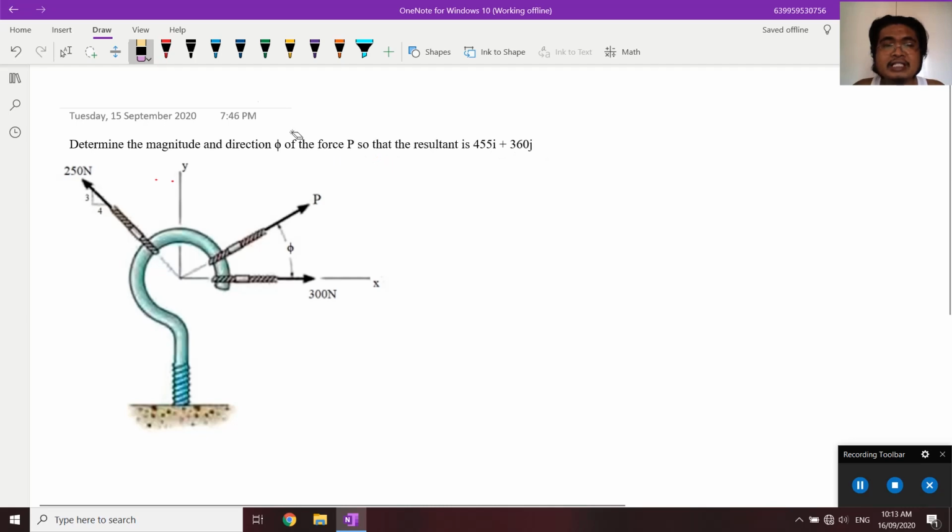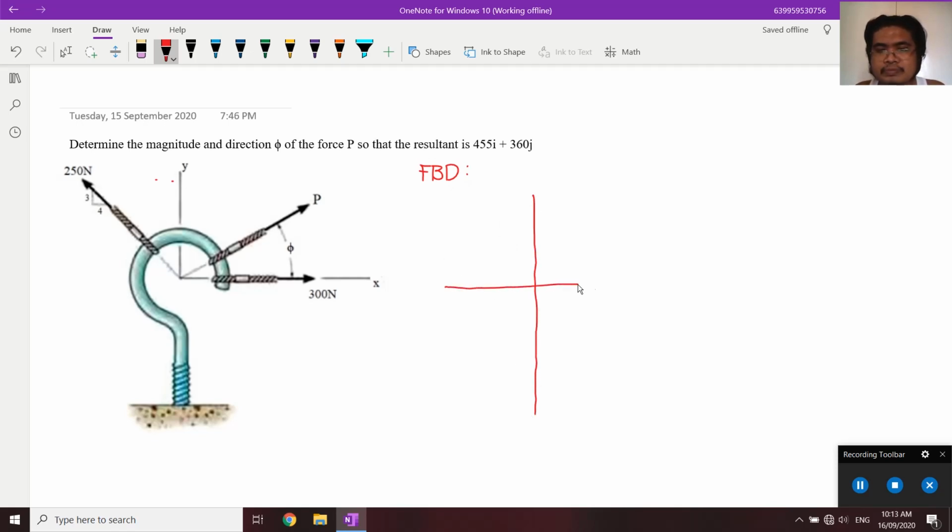So how are we going to solve this? We're going to create the FBD. So yung kanyang FBD, your x and y axis. Andito si 300 newtons. Andito si P, at angle phi which is unknown. So then we have another one here, si force 250 newtons. So what is this angle? Binigyan niya yun, which is 3 tapos 4.